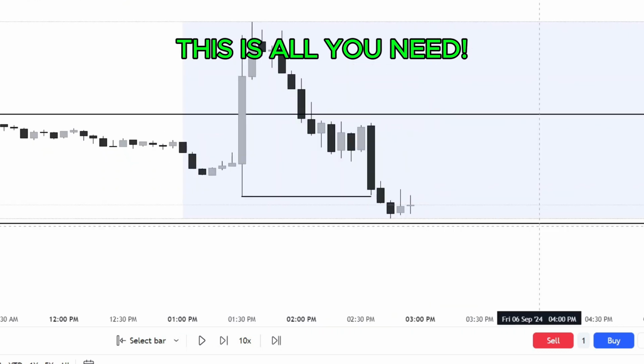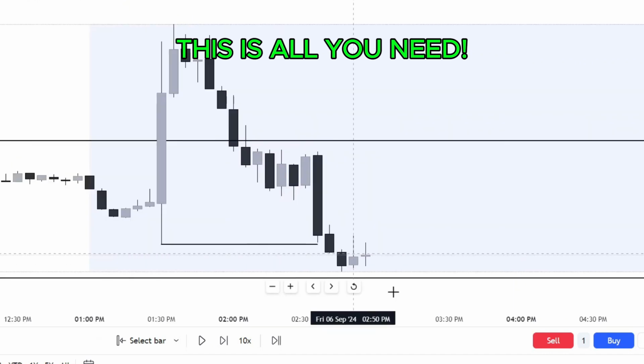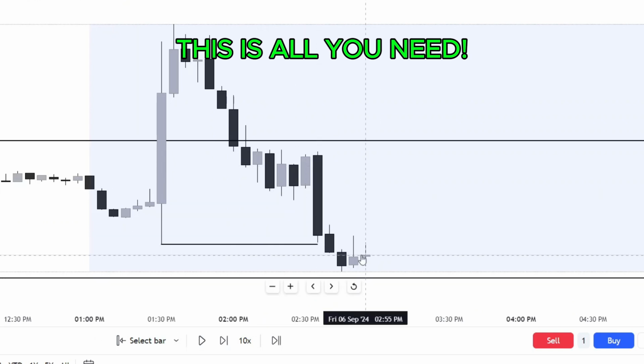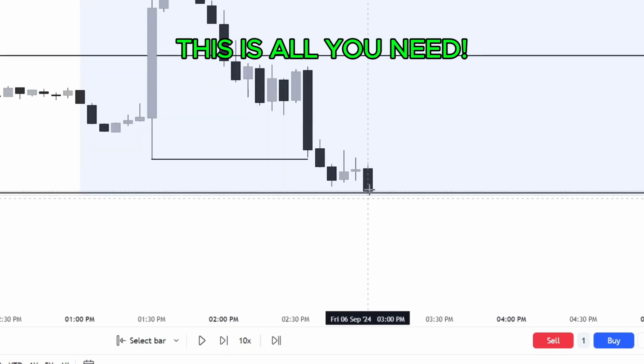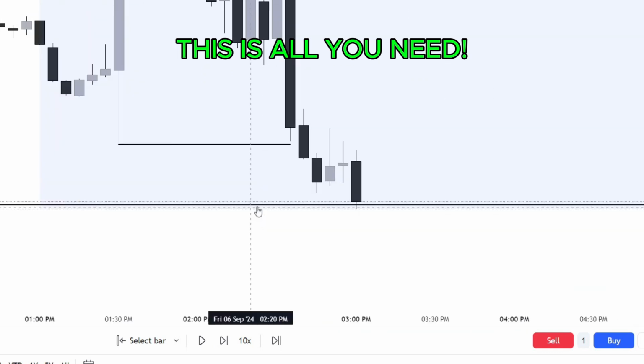So the next thing we want to check out for is quite simple. Now we have confirmed this is a 2 o'clock candle. We are waiting for the 3 p.m. candle. So as you can see, we have the 3 p.m. candle formed. Now, what exactly is an order block?